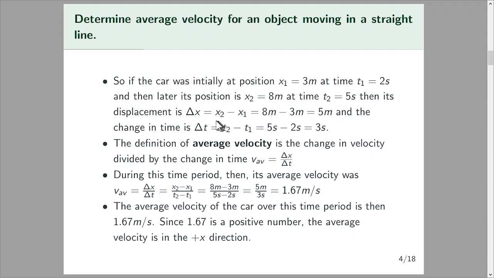Then we can say, just like we did before, the displacement is x2 minus x1, which is 8 meters minus 3 meters, which is 5 meters. But now we also have a time difference. It took it 3 seconds to make that change. And so this allows us to calculate what's called an average velocity.